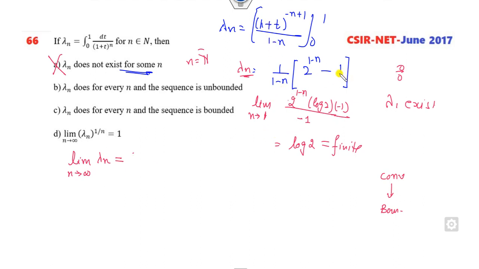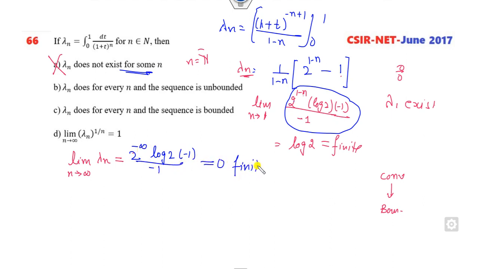So this is my sequence. If you take n approaches infinity, again you can see it's infinity by infinity. So use L'Hopital's rule: you take the derivative and you will get this expression. Now once you take n approaches infinity, this is 2 raised to the power minus infinity, ln of 2, minus 1 over. So what is that? This value will go to 0, which is a finite number.